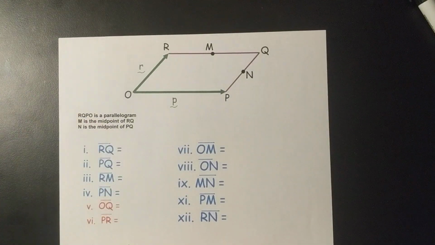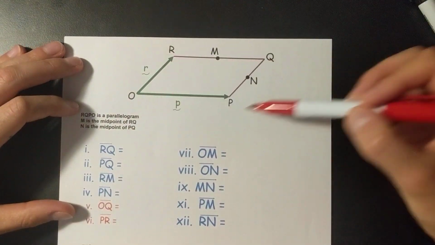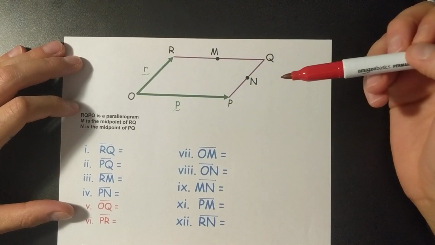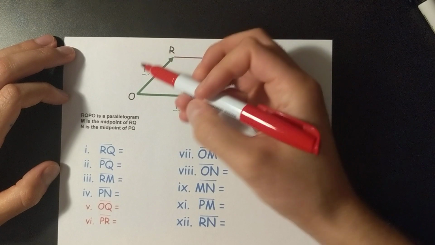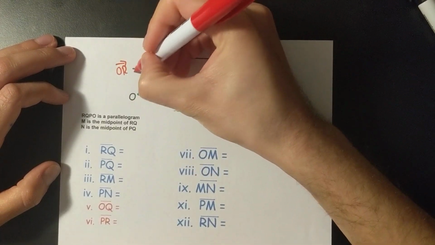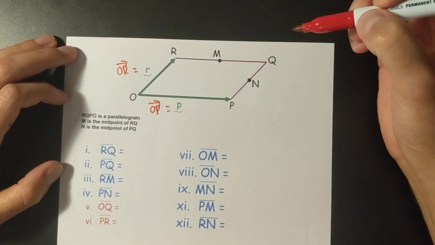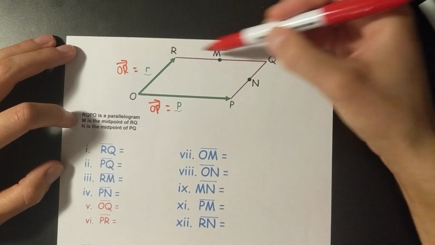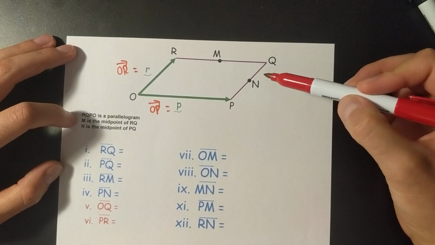Now, in GCSE, we don't usually have a big open 2D space. They like to think much smaller than that, and we usually stay within a specific shape. So here I've got a parallelogram, R, Q, P, and O. I've got the vector r, which goes from O to R. And I've got the vector p, which goes from O to P. I've got M, which is a midpoint of RQ, and I've got N, which is a midpoint of PQ.